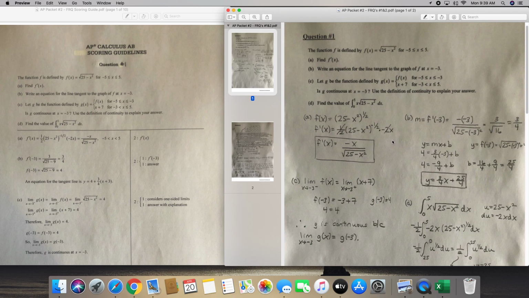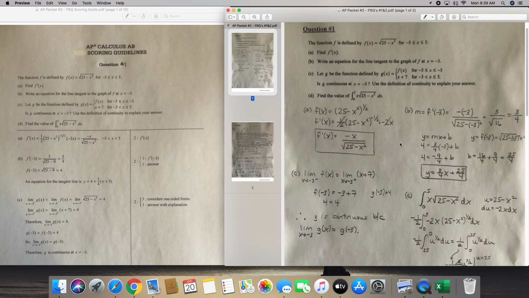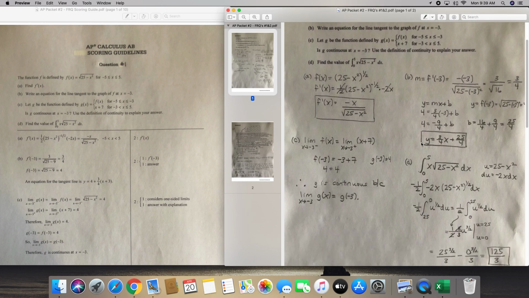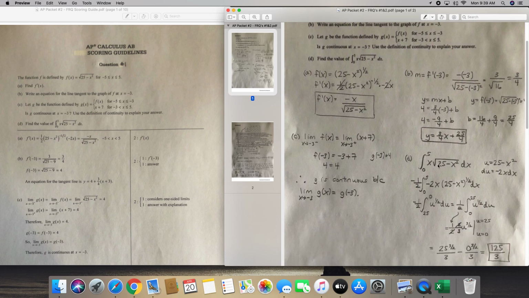It says find the value of the integral from 0 to 5 of x times the square root of 25 minus x squared. All right, since we see that this is a composite function, we're going to shoot for u substitution. Remember that the u is always the inside part of the function, so in this case it's 25 minus x squared. Our d would be the derivative of whatever's on the inside. In this case, that would be -2x dx.